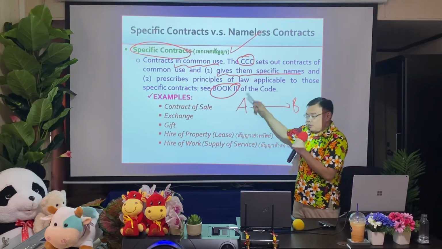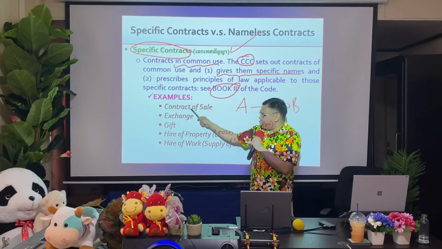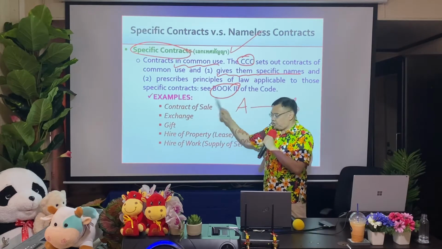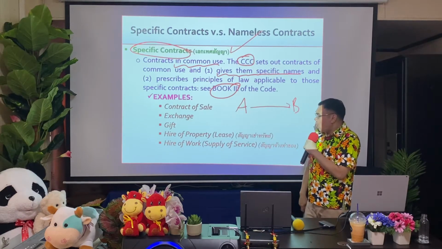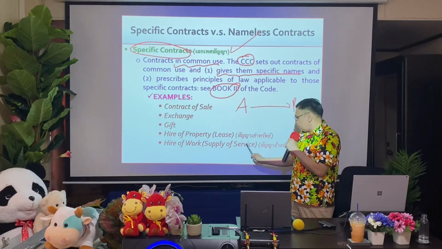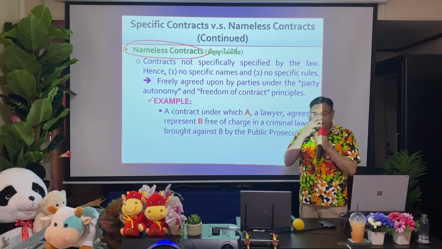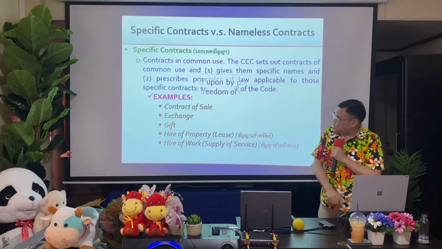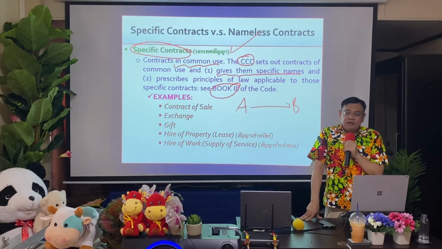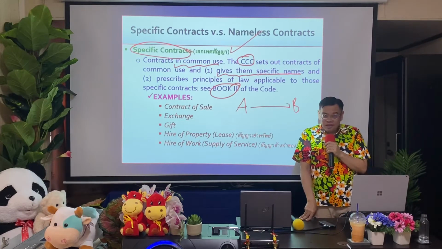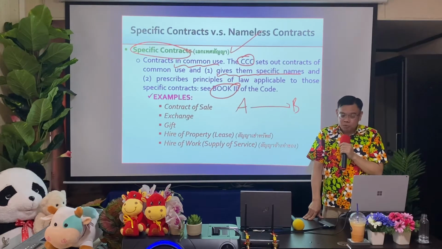We can have examples of specific contracts, right? For example, a contract of sale and exchange, a gift, a hire of property, or you can call this one a lease, or a hire of work contract, or the supply of service contract. So these are examples of specific contracts. Now, even though Book 3 of the Code just provides for certain specific contracts, it does not mean, however, that parties cannot enter into other contracts beyond the list in Book 3 of the Code.